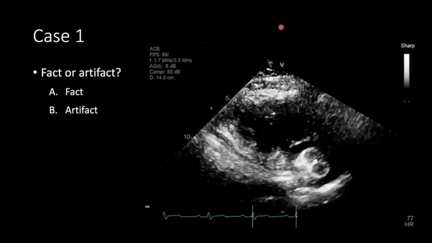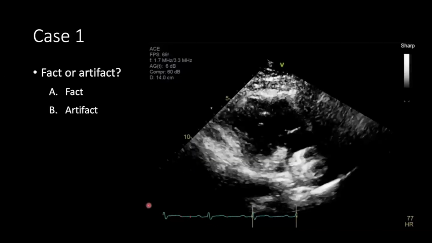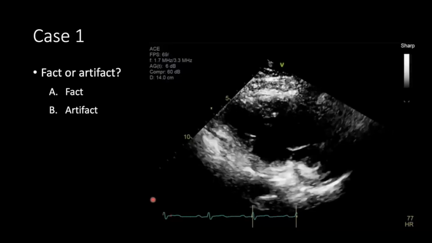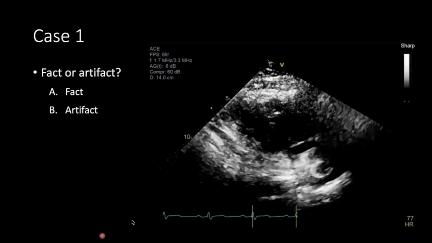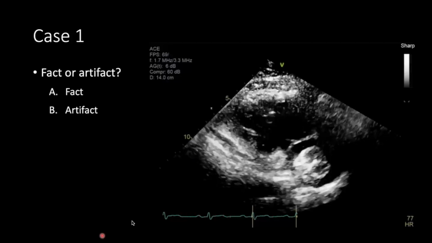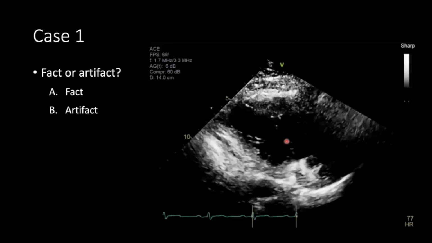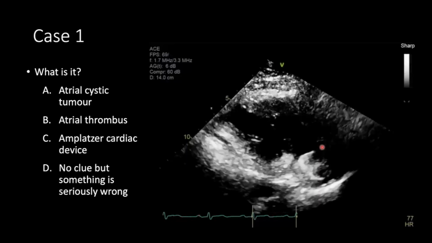Most people think it's a fact. A couple people think it's an artifact. Let's give 5 more seconds and then we'll end it. Okay, so most people think it's a fact. All right, and then moving on to the next question.